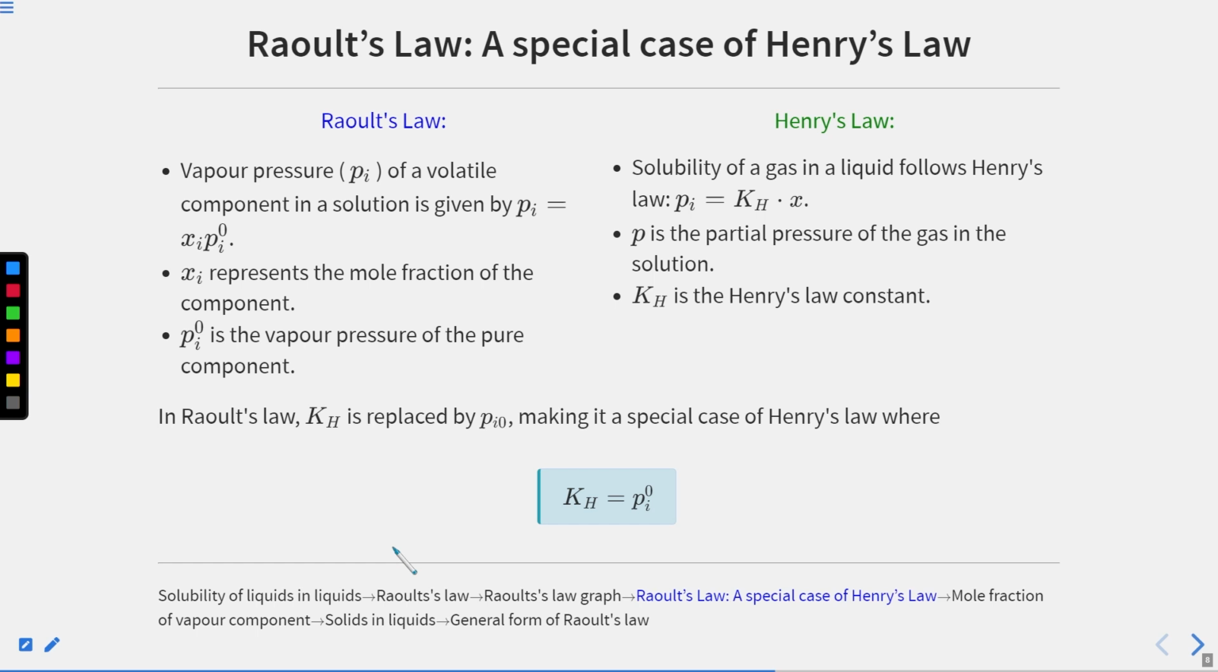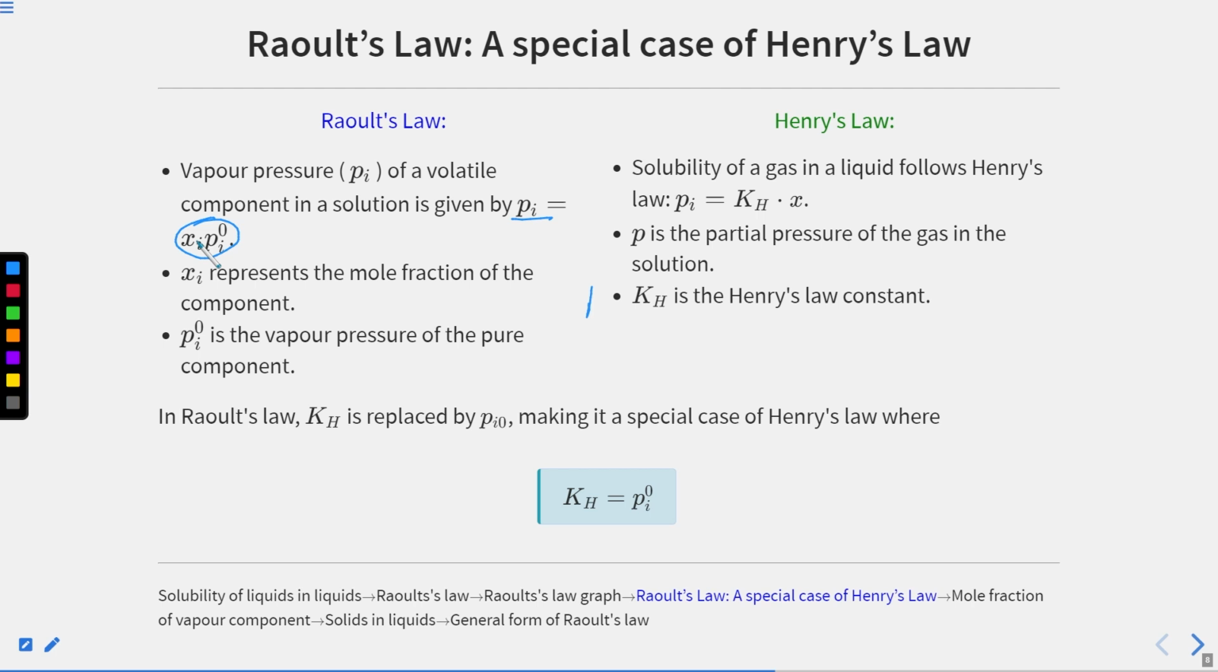Next topic is somewhat interesting. We have studied Raoult's law and we have studied Henry's law. Now you see how Raoult's law is just a special case of Henry's law. According to Raoult's law, the vapor pressure of a volatile component in a solution is given by Pi equals xi P naught i, where xi is the mole fraction of the ith component and P naught i is the vapor pressure of the pure component. So this is our Raoult's law.